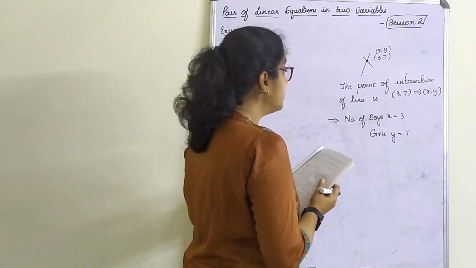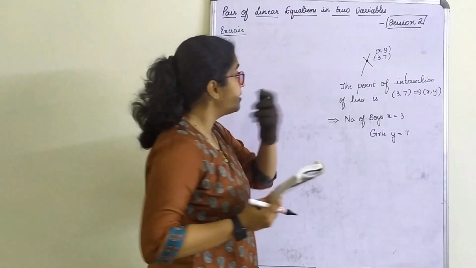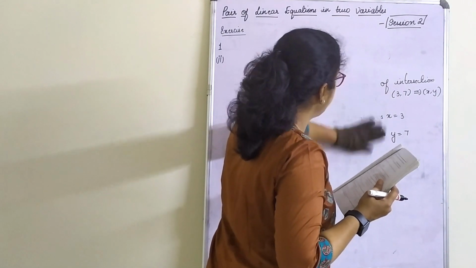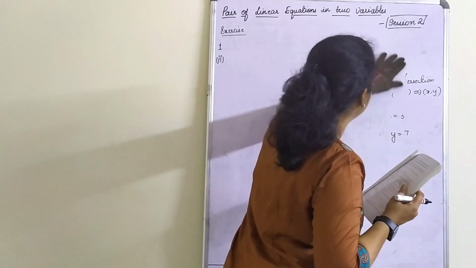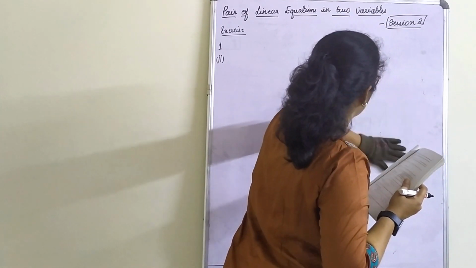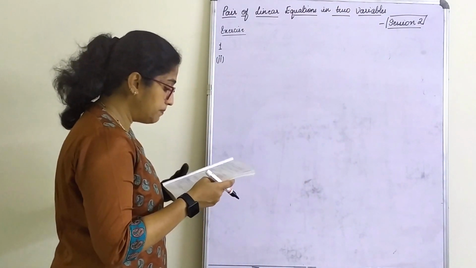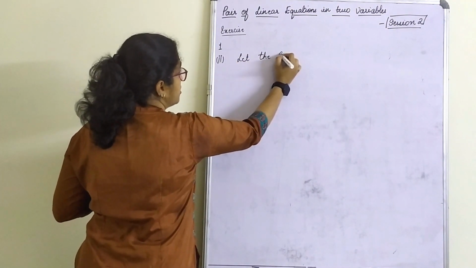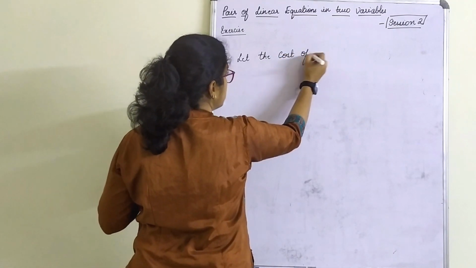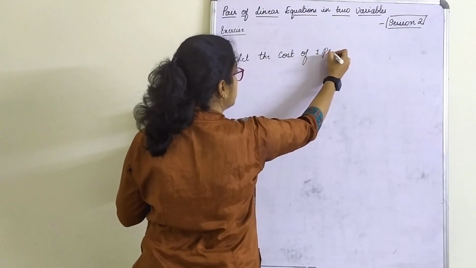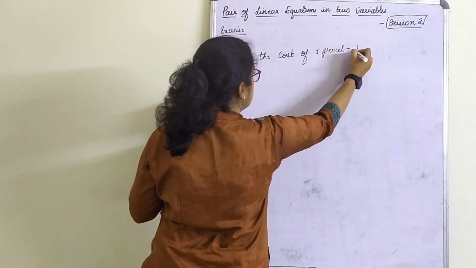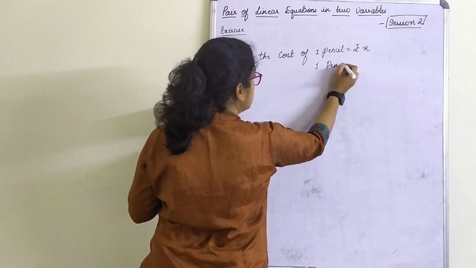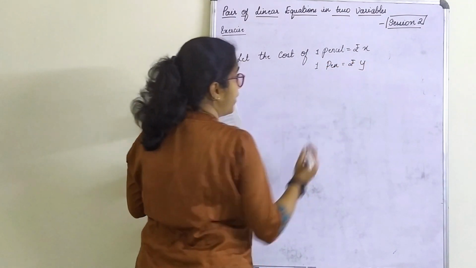Okay. Similarly, I hope you all made a note of this. I'll just erase this now. So we'll start with the next one, because even in the next one we need to find the solution of the given graph. Okay. 5 pencils and 7 pens together cost rupees 50. Let the cost of 1 pencil be rupees x and 1 pen be rupees y.